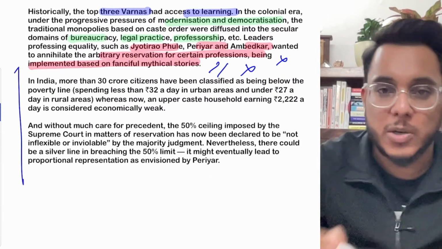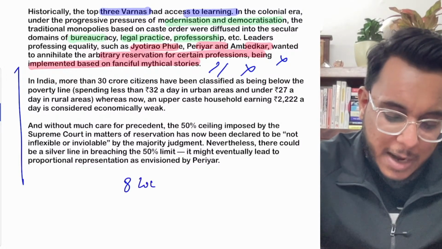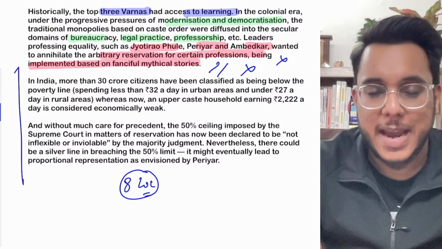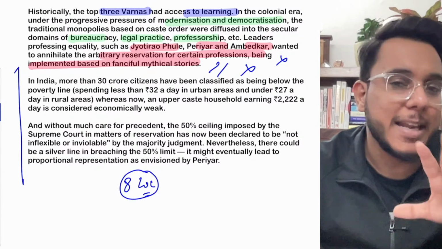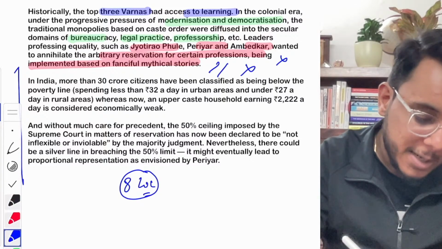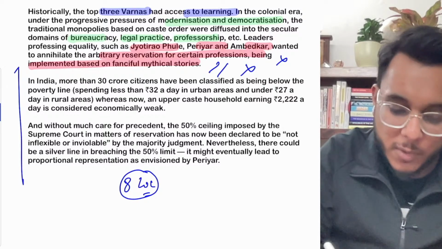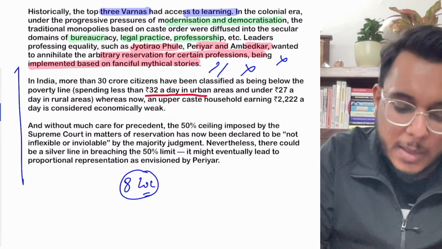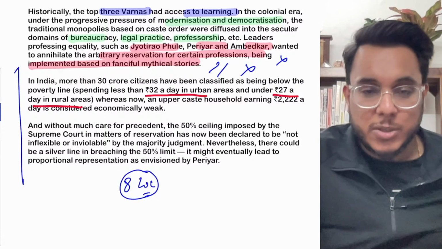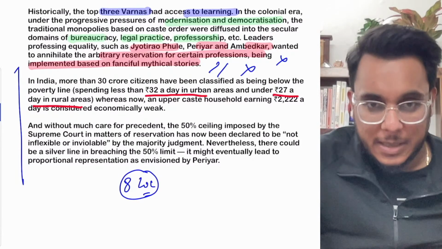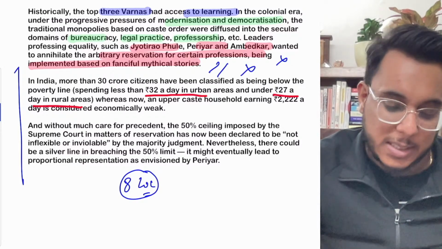Now you see that the EWS reservation has come. It has provided that a household family, if it is earning less than 8 lakh rupees per annum, can avail the EWS quota. Now when we talk about India's poverty line, it stands at 32 rupees in urban areas and 27 rupees per day in rural areas. This poverty line has been given on the basis of the Tendulkar committee.